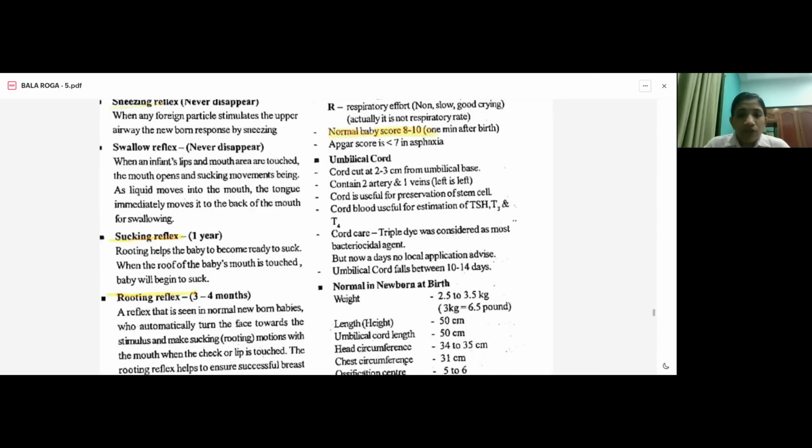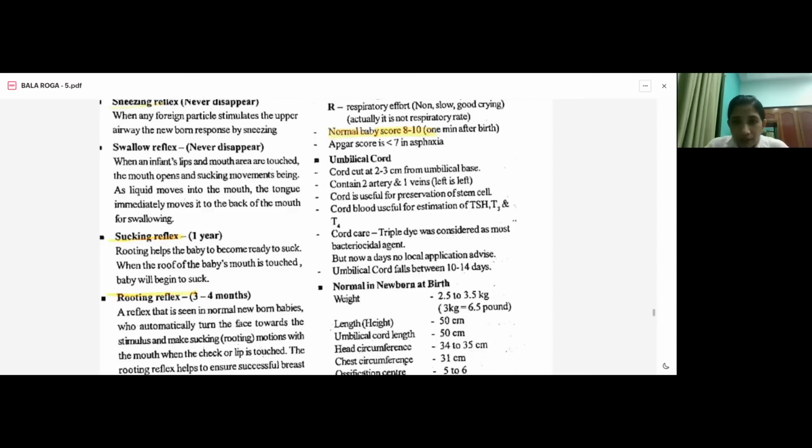And the cord is useful for preservation of stem cells. And cord care was done with triple dye, which was considered the most bactericidal agent. But nowadays, no local application is advised. Then it will require 10 to 14 days for the umbilical cord to fall off. So remember the number of days required for the falling of the umbilical cord, and that it contains 2 arteries and 1 vein, and the specificity of the arteries and the vein present in the umbilical cord.